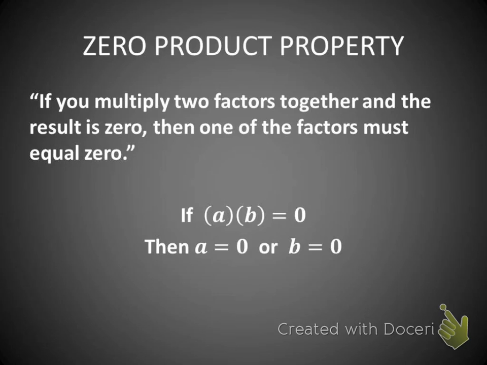So typically we'll be writing our quadratic equations in factored form, where there will be two things within those parentheses. And so this property states that one of those has to be equal to 0 for this to be true.